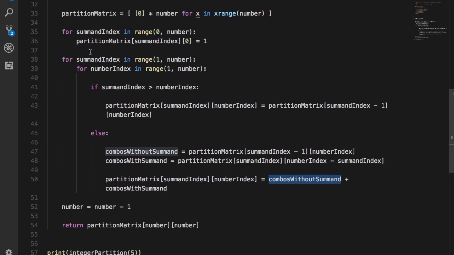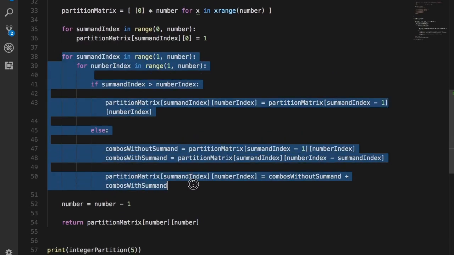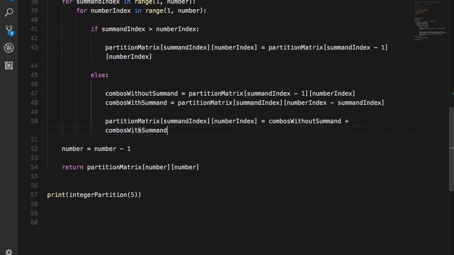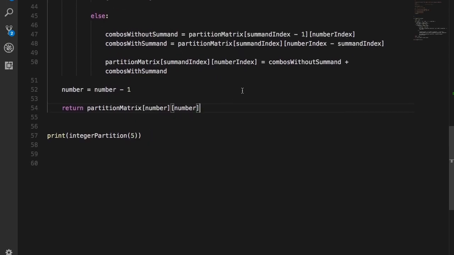Hence, we're done with the algorithm, and this basically runs in a for loop. Actually, it's a double for loop. It's a nested for loop, actually. And hence, after that, we basically deduct number equal number minus one, because we want to include number inside of our indexes, and then you return partition matrix of number, comma, number. This is how it basically works. It returns the number of combinations you actually have.